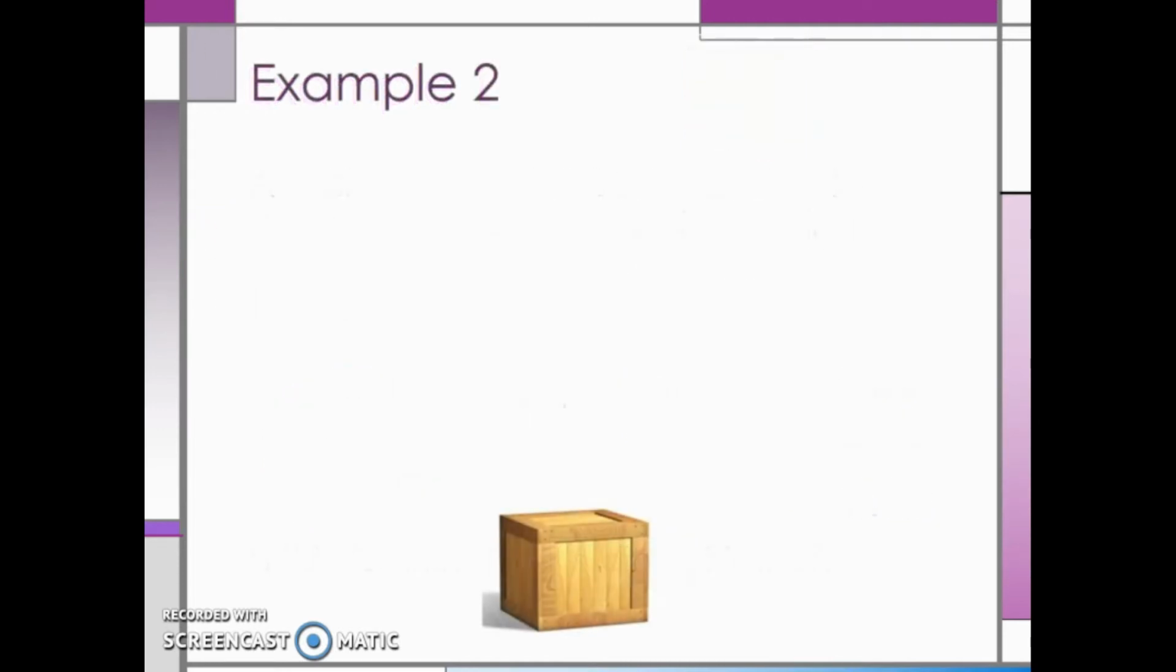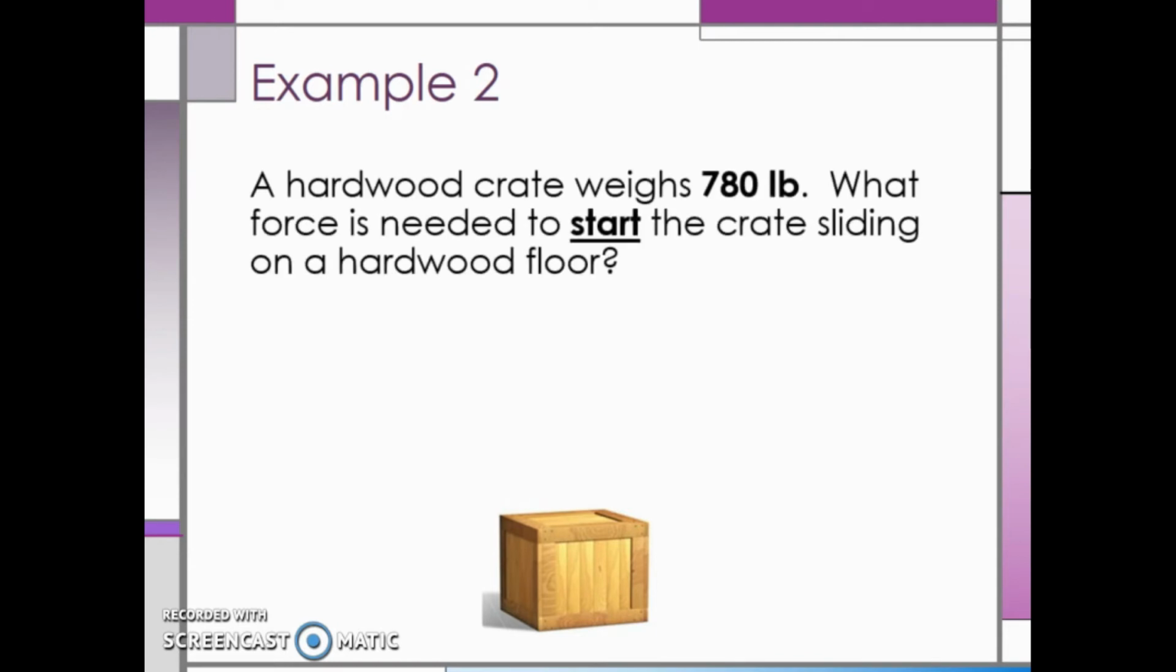Let's look at one last example. A hardwood crate weighs 780 pounds. What force is needed to keep the crate sliding on a hardwood floor? In this problem, we need to find the force needed to start the crate sliding. In other words, we need to find the pulling force. Covering up that in our equation circle, we see that our formula for pulling force is mu multiplied by weight.